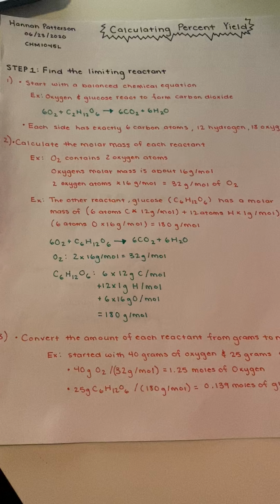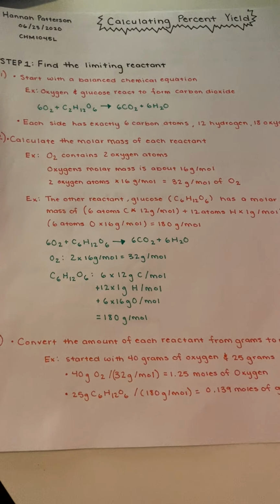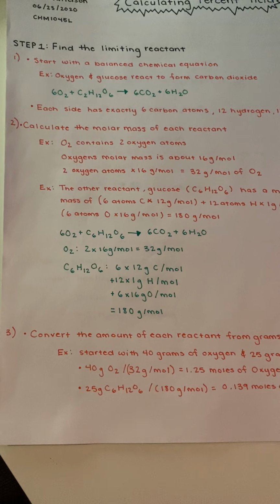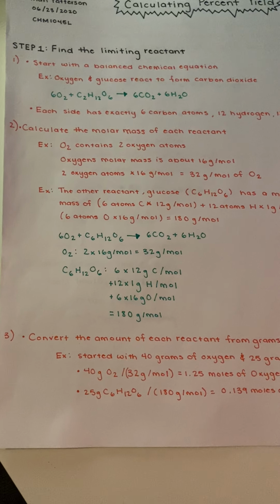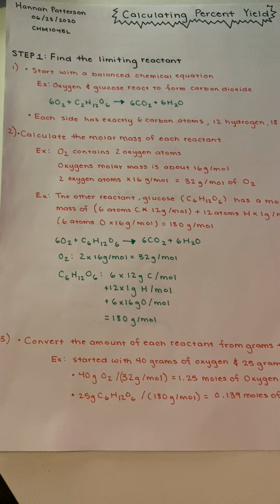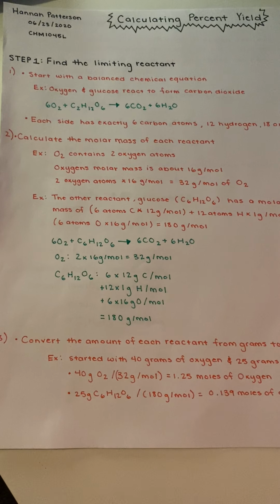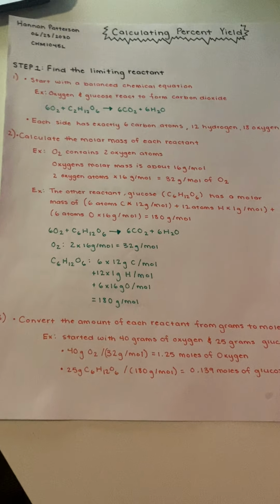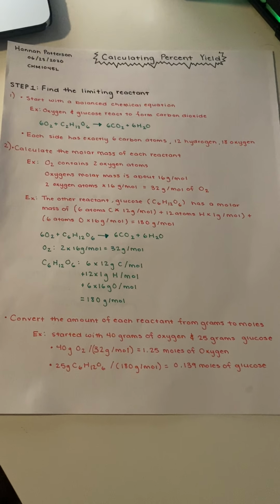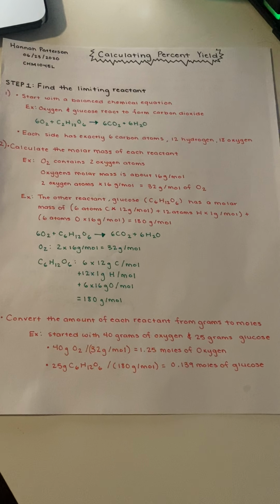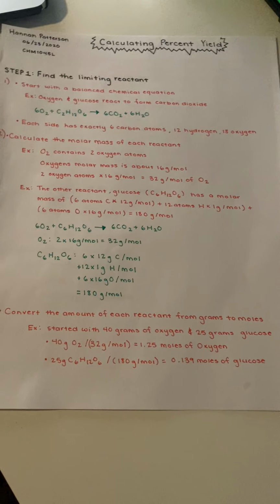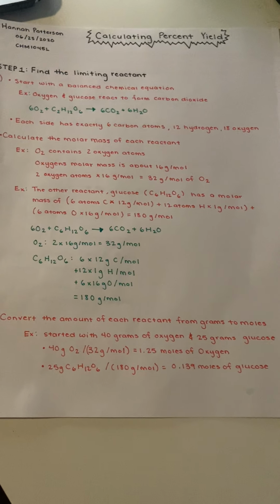So next we need to convert the amount of each reactant from grams to moles. So we're going to say we started with 40 grams of oxygen, 25 grams of glucose. So we'll have our 40 grams O2 divided by 32 grams, because that's what we figured the O2 molecule's mass was. And once we divide those, we're left with 1.25 moles of oxygen. And then for our 25 grams of glucose, we divide that by our 180 grams of molar mass, and we are left with 0.139 moles of glucose.